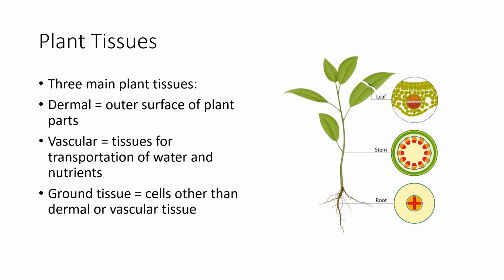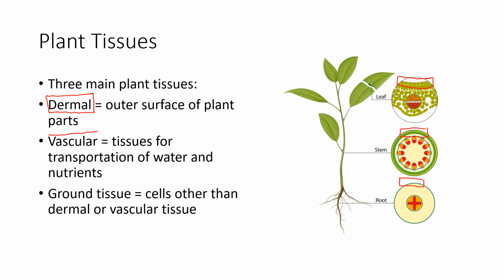So the cells in a plant are also organized into tissues that do different jobs. Three main groups of tissues for plants include the dermal tissue. Dermal is kind of like epidermal in animals. It is the outer layer, so the outer layer of the leaves, the outer layer of cells in the stem, the outer layer of cells in the roots. Those are going to be all dermal tissues.